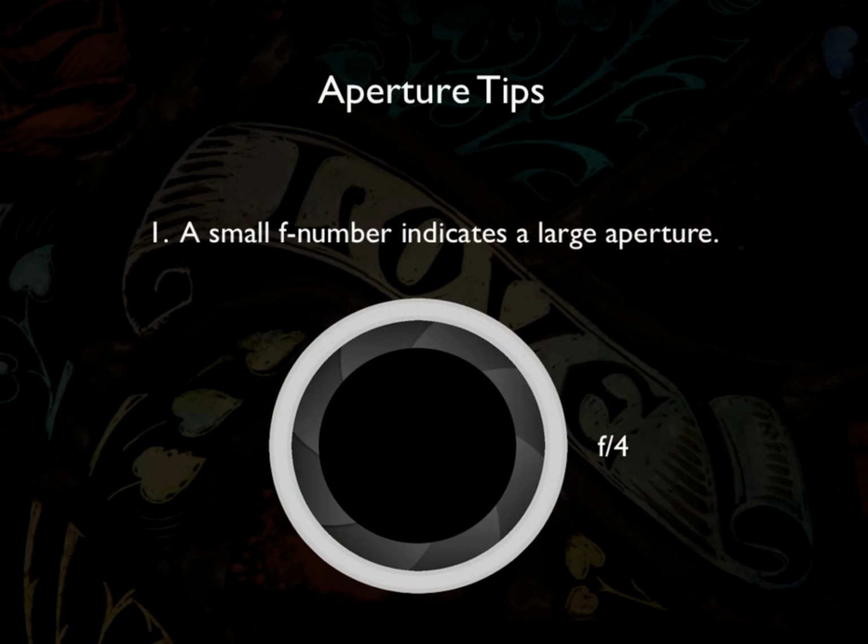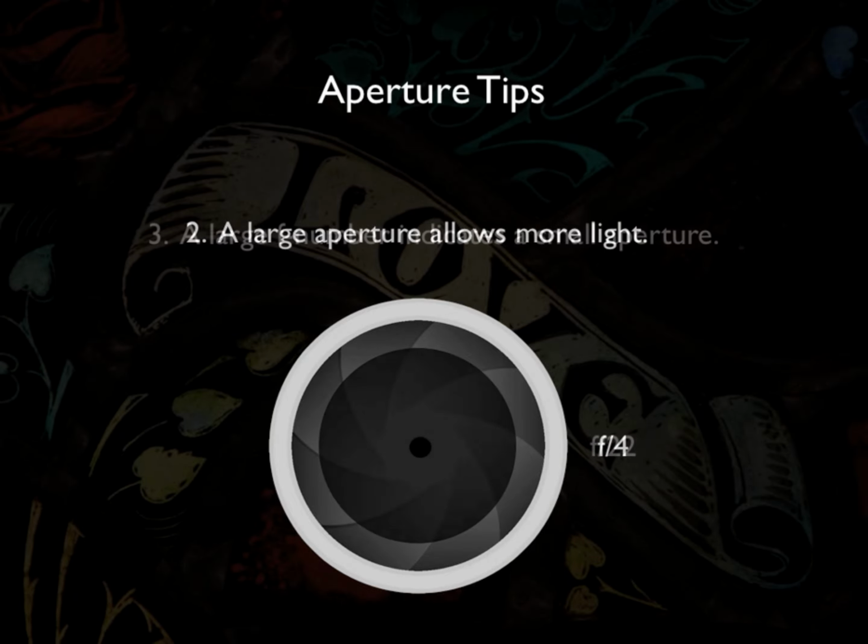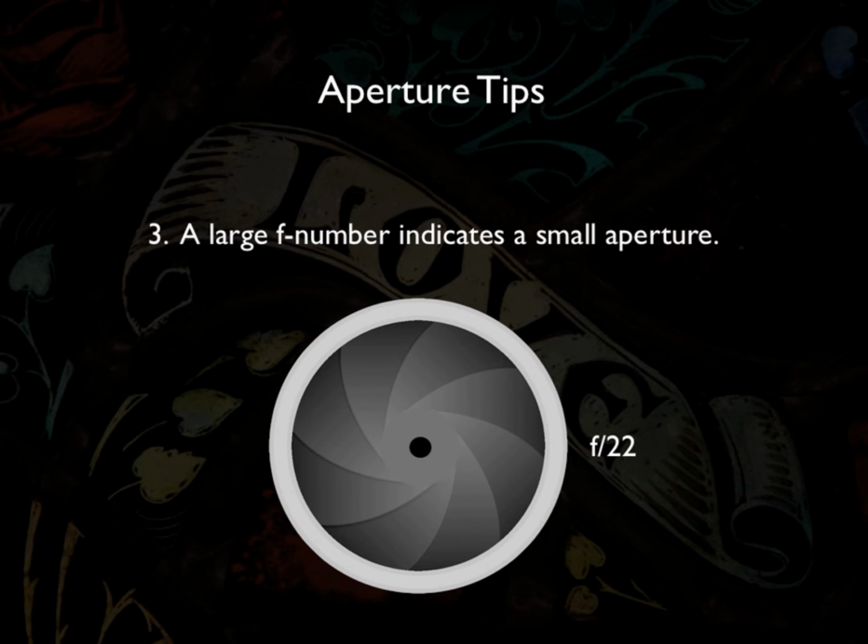Aperture tips. Number 1. A small f number indicates a large aperture. Number 2. A large aperture allows more light. Number 3. A large f number indicates a small aperture. Number 4. A small aperture allows less light.